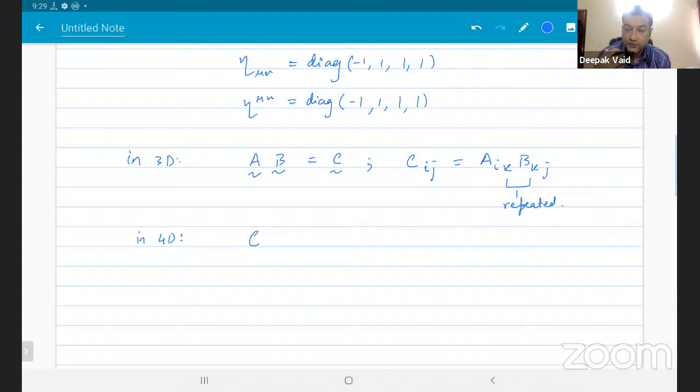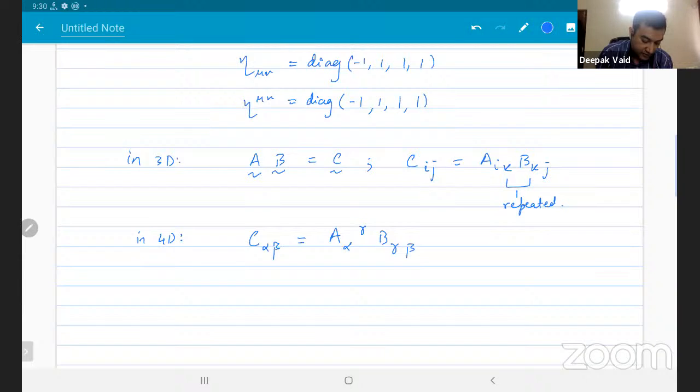So that means I should use what kind of letters? Greek letters, right? Mu, nu, alpha, beta, and so on. So I'll use C alpha beta like this. Now I would write this product in the following way: A alpha gamma, B gamma beta, like this.